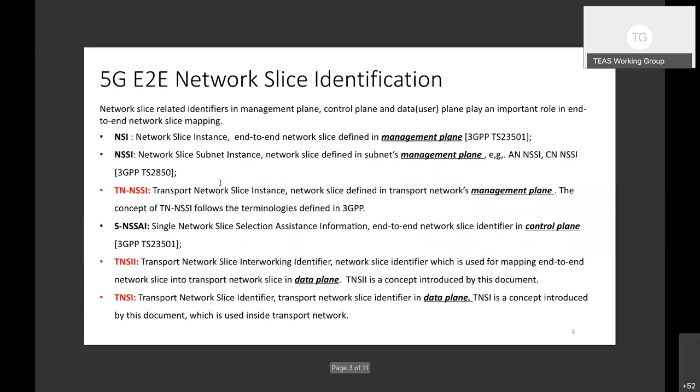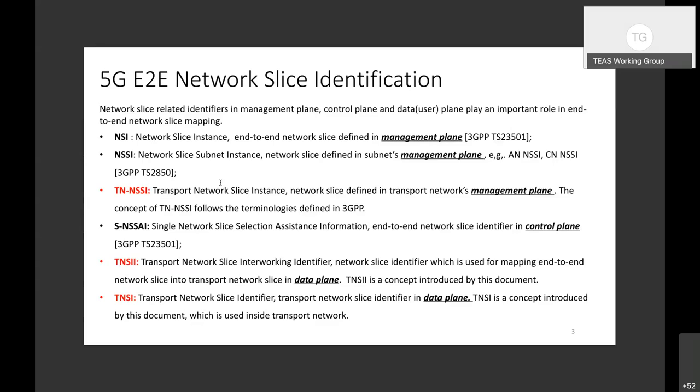Next slide, please. The core of end-to-end network slice mapping is to find the relationship of different network slice related identifiers. There are a lot of identifiers, and we list these identifiers on this page. Some of them have already been defined in 3GPP, and some of them are introduced by this document. These identifiers could be used in the management plane, control plane, or data plane.